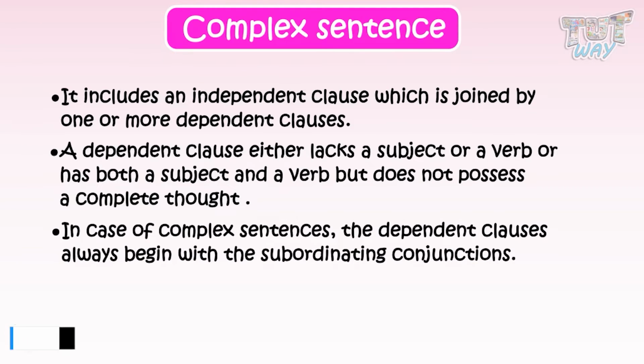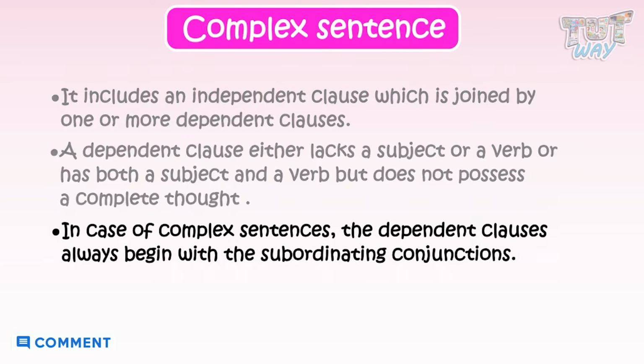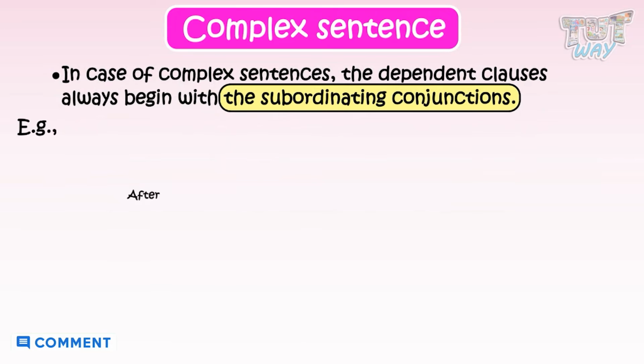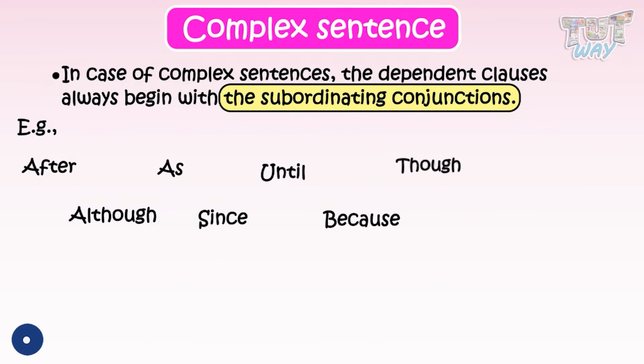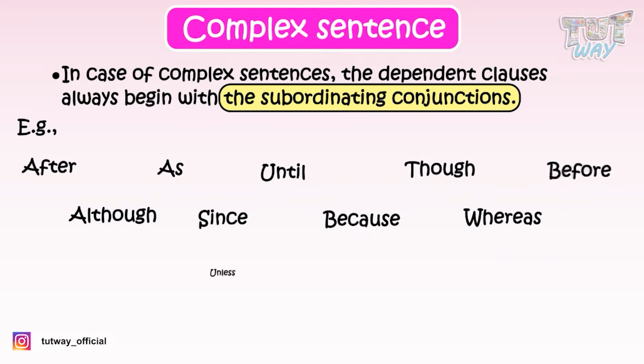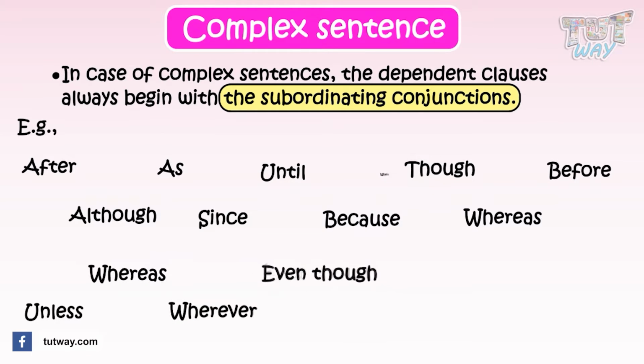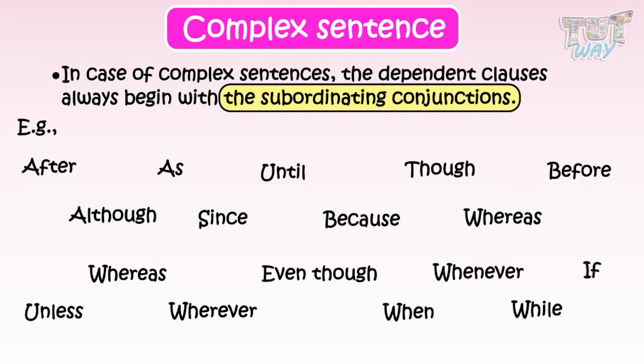In case of complex sentences, the dependent clauses always begin with subordinating conjunctions. For example, after, although, as, since, until, because, though, whereas, before, unless, wherever, even though, when, whenever, while, if, etc.